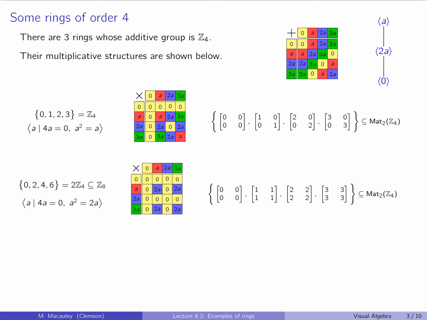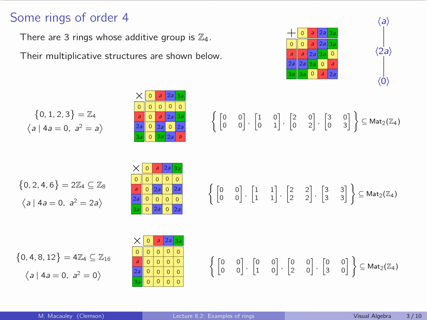Here is the second ring whose additive group is cyclic. You can think of 0, 1, 2, and 3 and just double it to get 0, 2, 4, and 6 and have this sit inside of Z8. So I write this as 2Z4, which is a little bit dangerous on its own. But if I only write this when I put the larger ring here that contains it, then it becomes non-ambiguous. So here's the ring presentation. Here is the multiplicative Cayley table. And you can think of this as these four matrices right here, which once again are 2 by 2 matrices over Z4.